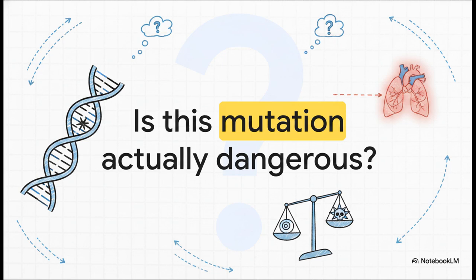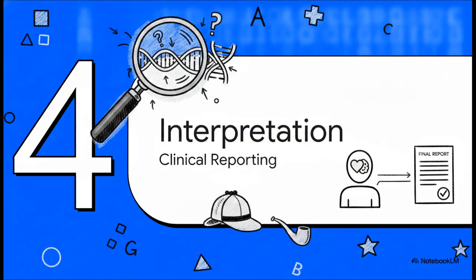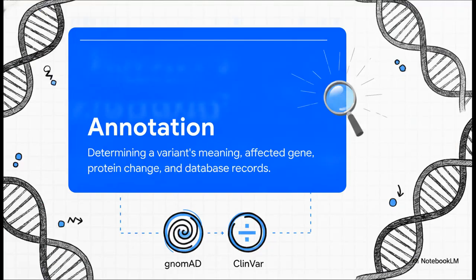So our pipeline has successfully found a mutation. It's sitting right there in the VCF file. But here is the most important question in medicine. Is it actually dangerous to the patient? Just because DNA is different doesn't automatically mean it's deadly. Which brings us to Section 4, Clinical Interpretation and Reporting. This right here is where bioinformatics transitions into actual medicine.